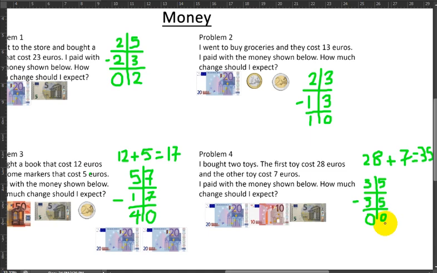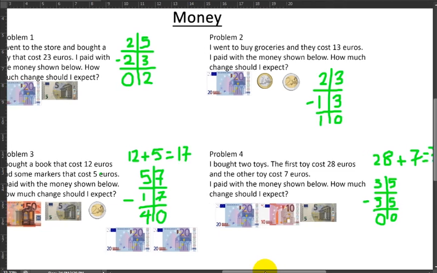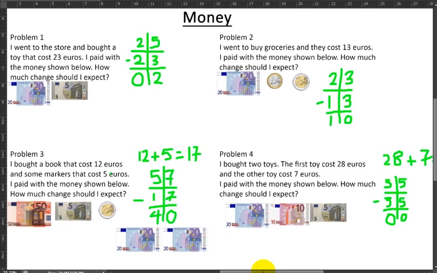So in this case, where the change is 0, I should not expect to receive any change. I should only get the two toys that I bought, and that would be that. No change expected. I gave exactly the amount that the toys cost.